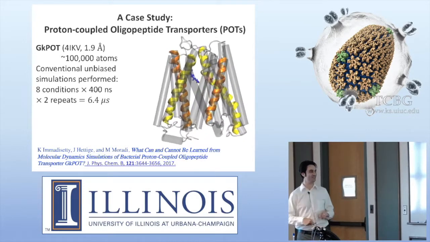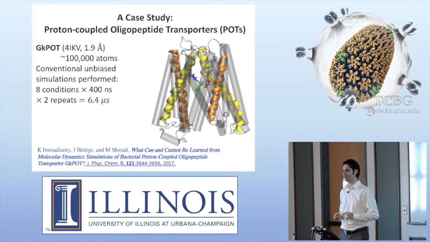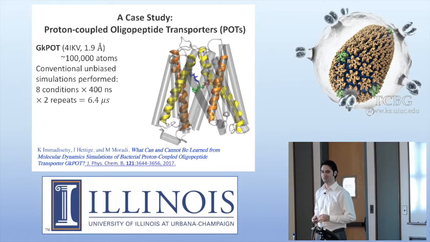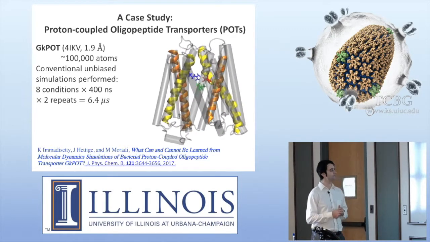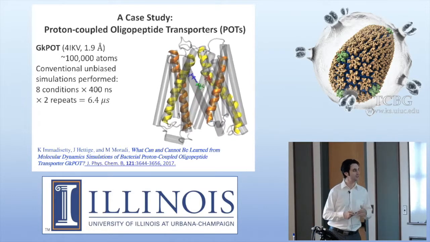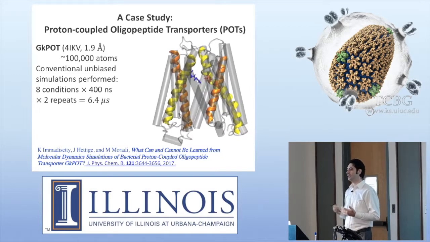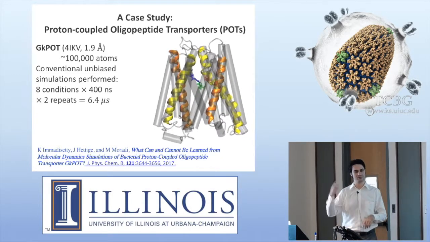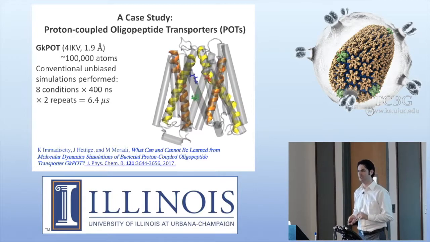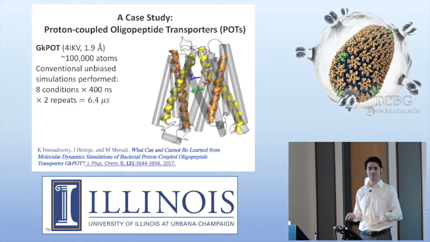But it was interesting. We simulated a particular transporter called GK-POD, a proton oligopeptide transporter that belongs to the POD family. You model it, put it in the membrane, and since it's proton-coupled, you want to simulate it in different conditions: when the proton is bound to the putative proton binding site, when the substrate is bound, and with different substrates, because it has different affinities to different substrates.